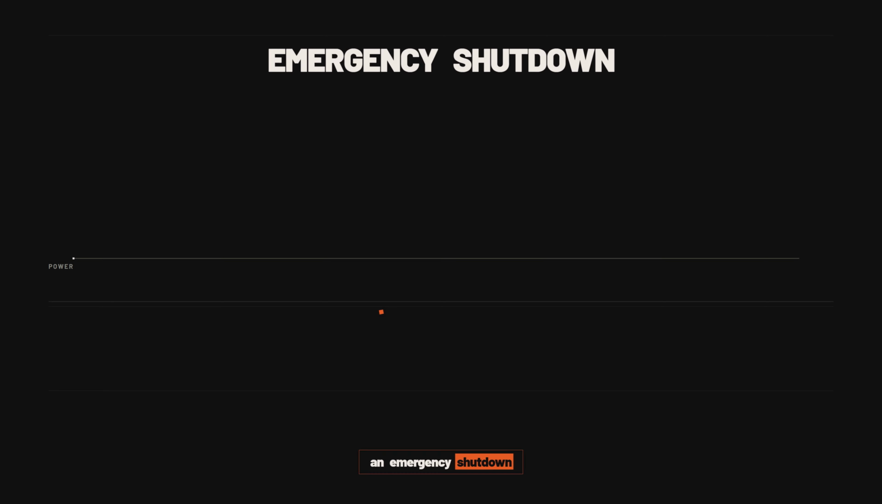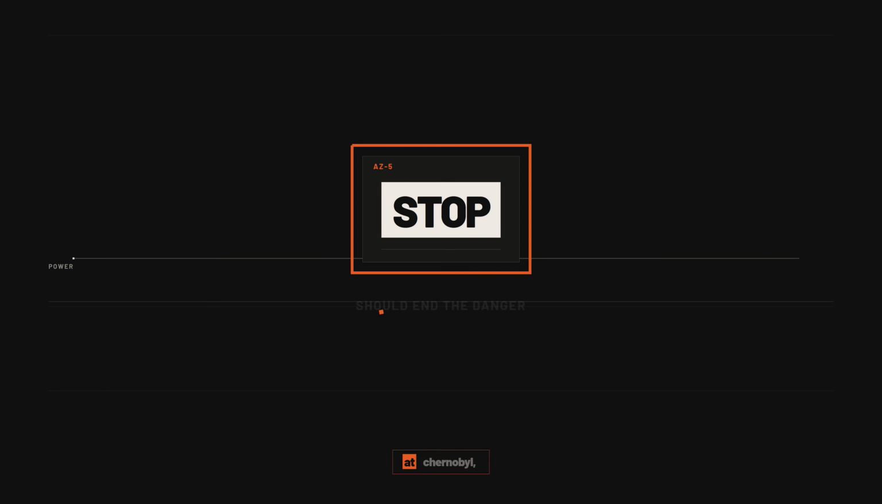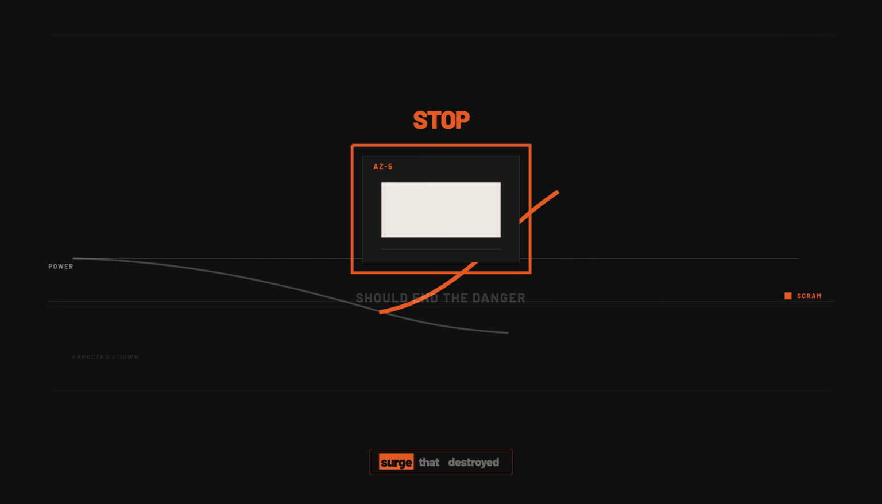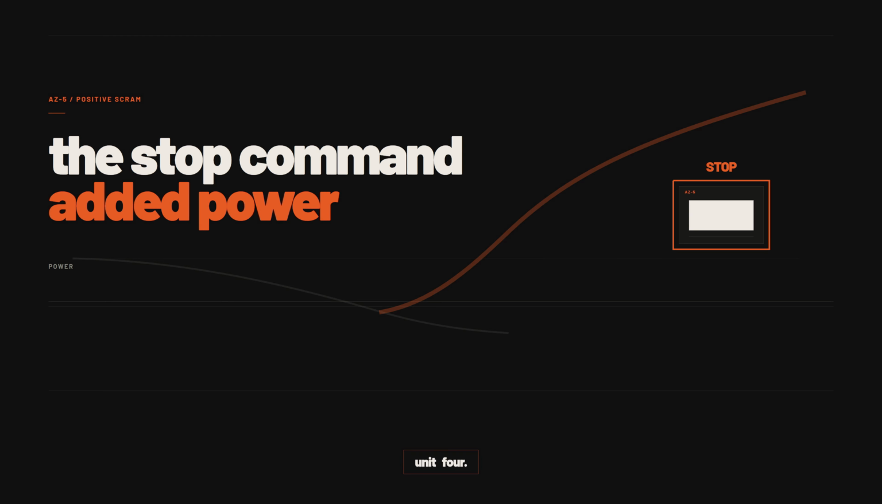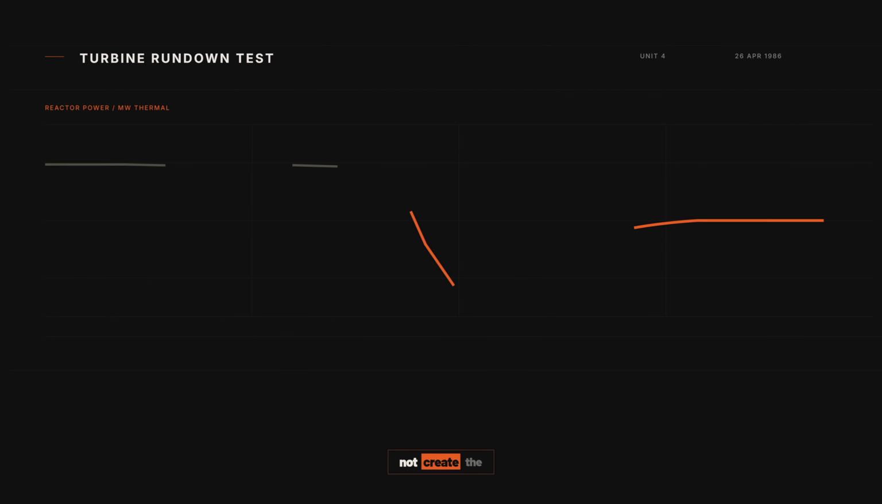An emergency shutdown button should end the danger. At Chernobyl, pressing it probably helped drive the reactor into the surge that destroyed Unit 4. The button did not create the unstable reactor.